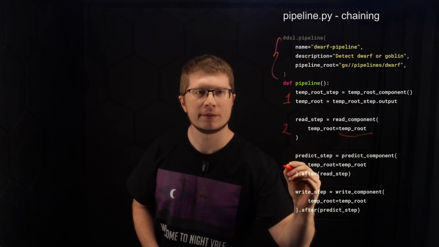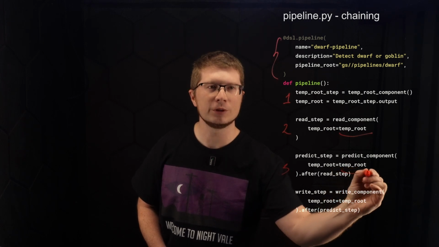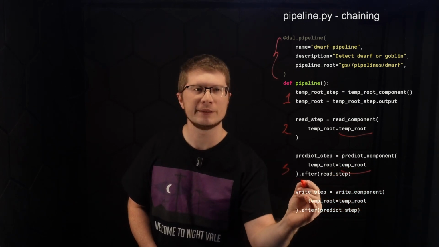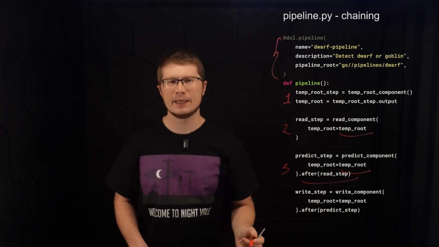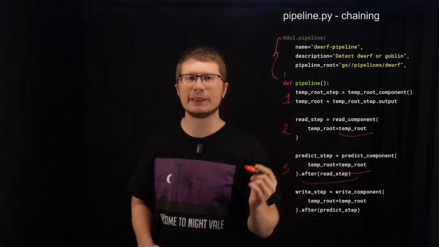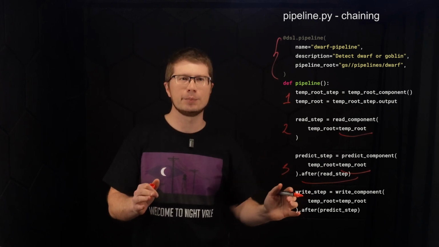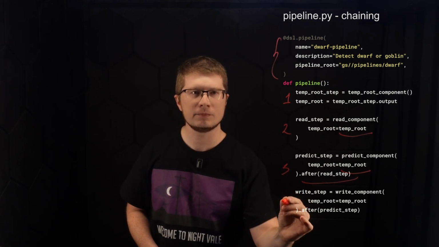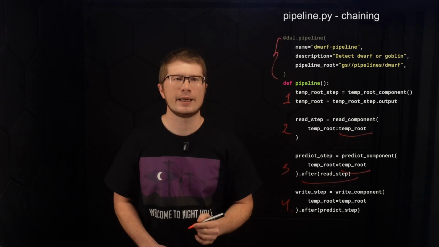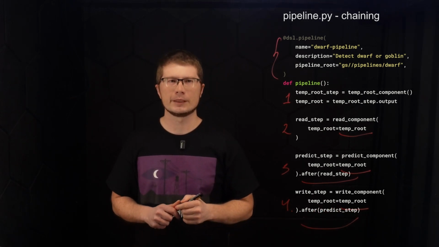The third one is a prediction step, and it also takes temporary root as input, but we also explicitly define reading step as a requirement before it can run. We didn't have to do that for reading step because when we specify the output from the previous component, it will automatically mark it as a dependency. And the last one is writing step. Again, we pass temporary root and we specify prediction step as a requirement.